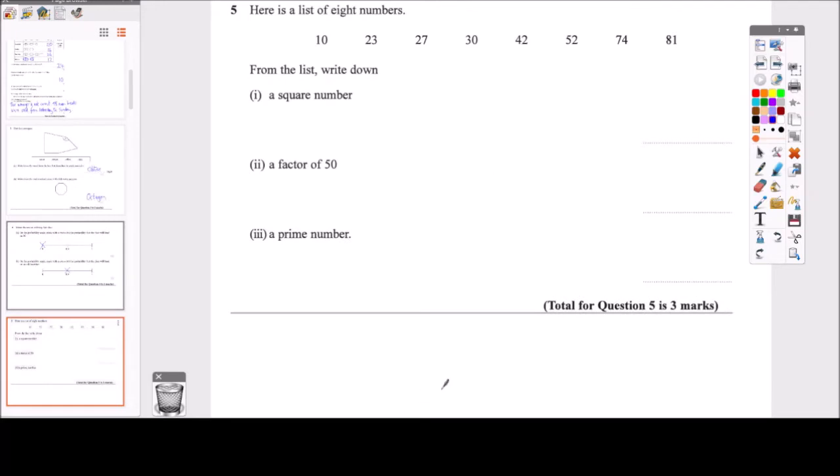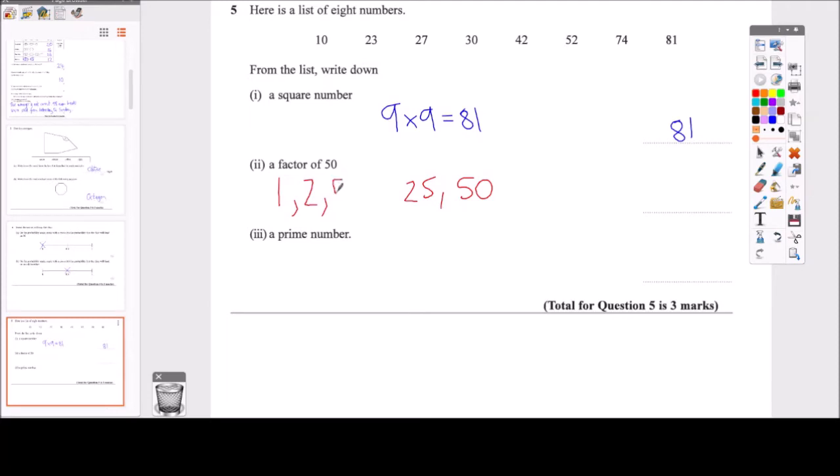Question 5. From the list, write down a square number. A square number is what you get when something times itself. So 100 would be a square number because 10 times 10 is 100. From this list, the only square number is 81 because 9 times 9 equals 81. Now, a factor of 50 means it's a whole number that goes into 50. The whole numbers that go into 50 are 1 and 50, because 1 times 50 is 50, 2 and 25, 5 and 10.